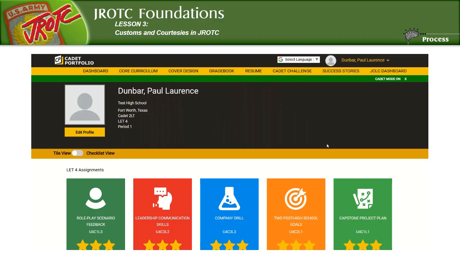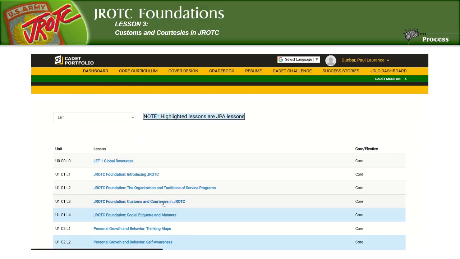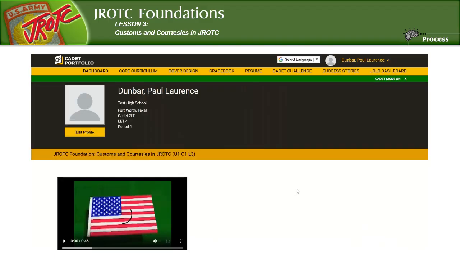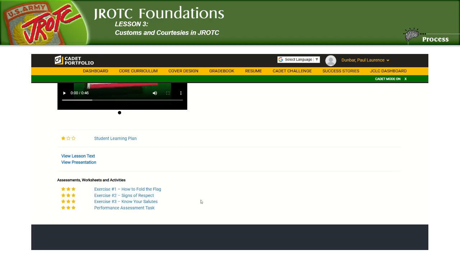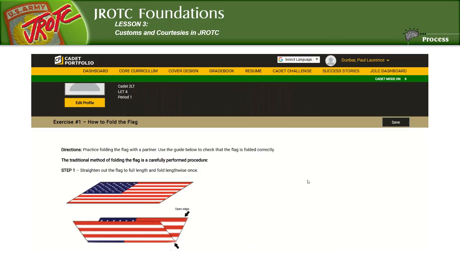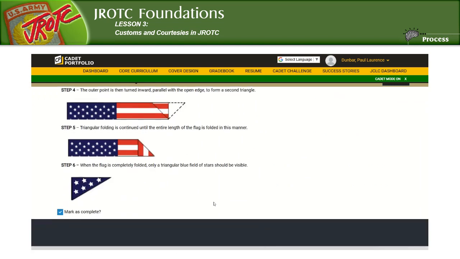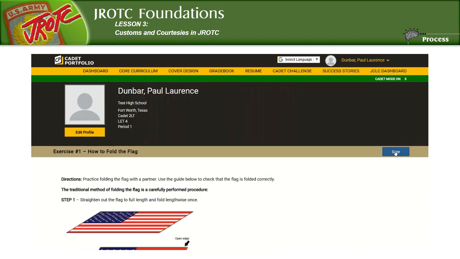From the dashboard of our cadet portfolio, we're going to select Core Curriculum. We're going to scroll down to Customs and Courtesies in JROTC. And then we will scroll down to Exercise 1, How to Fold the Flag. Once you have properly executed folding the flag in class for your instructor, you will scroll down to the bottom, you will mark as complete, and hit Save. Then you are done.